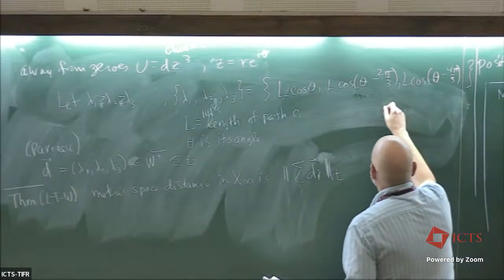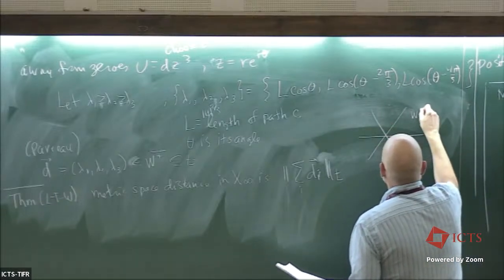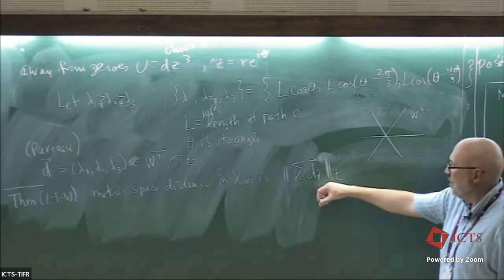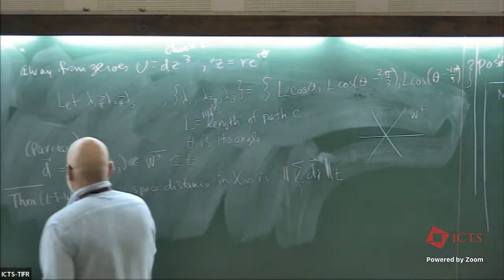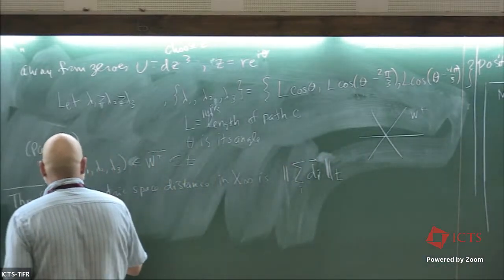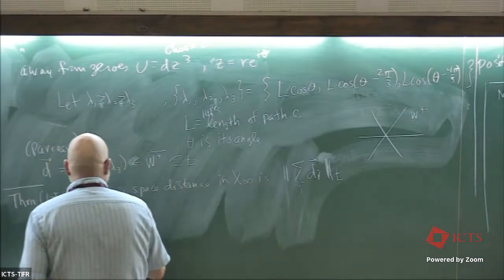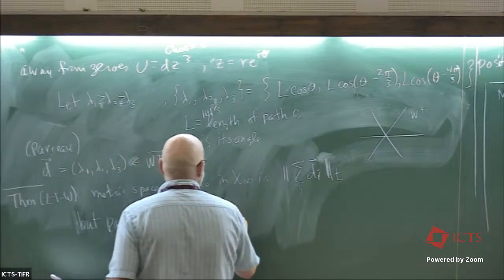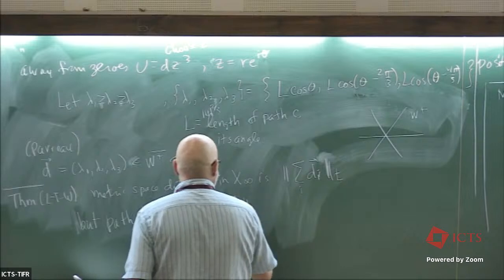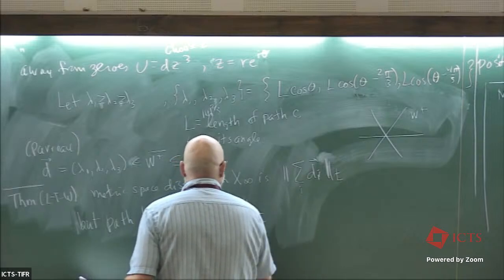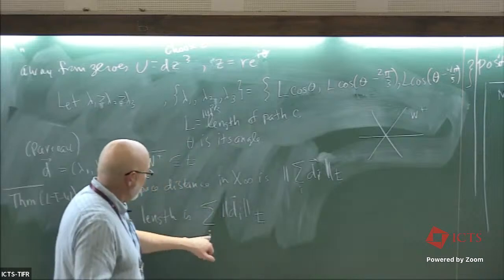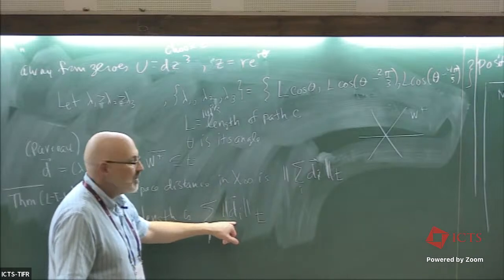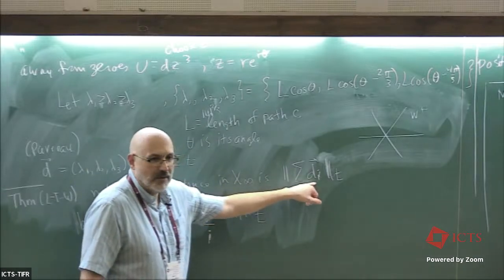So I guess we draw that again. Okay. And so this is the metric, but the path length. So the metric space, but the path length is the sum of the lengths of the vectors, whereas this is the length of the sum of the vectors.